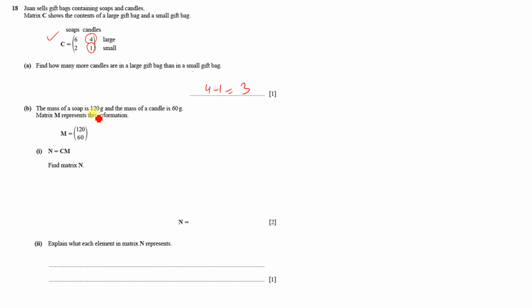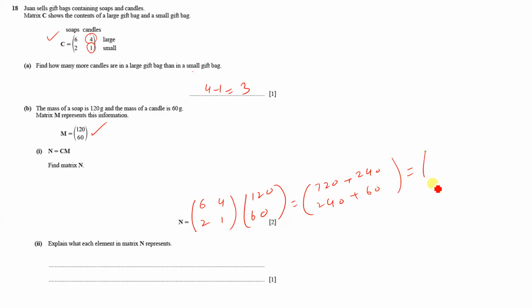Part B, the mass of soap is 120 gram and mass of a candle is 60 gram. The matrix M represents this information. Find N is equal to CM, find N. So N is equal to, let's write these matrices, [6, 4; 2, 1] times [120; 60], and this is equal to 6 times 120, 720 plus 4 times 60, 240, and second row would be 2 times 120, that is 240, and plus 60.